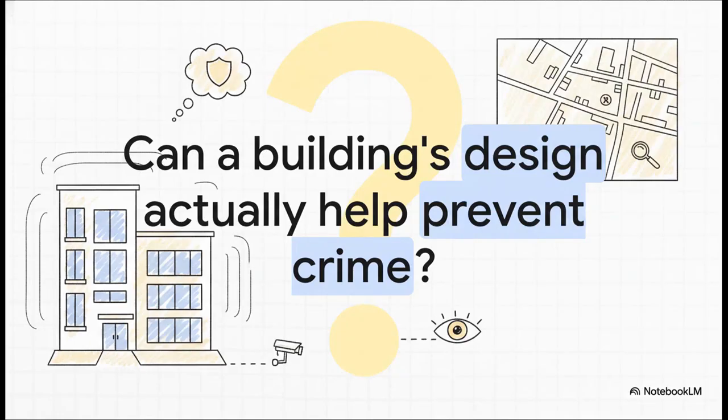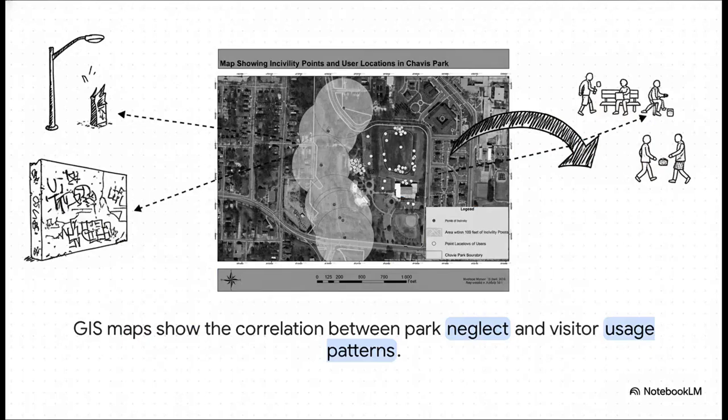And how about this for a big question? There's a famous urban design theory called defensible space. It basically argues that the physical design of a place can either encourage or discourage crime. It's a great theory, but how do you actually prove it? Well, you use GIS to test it with real data.